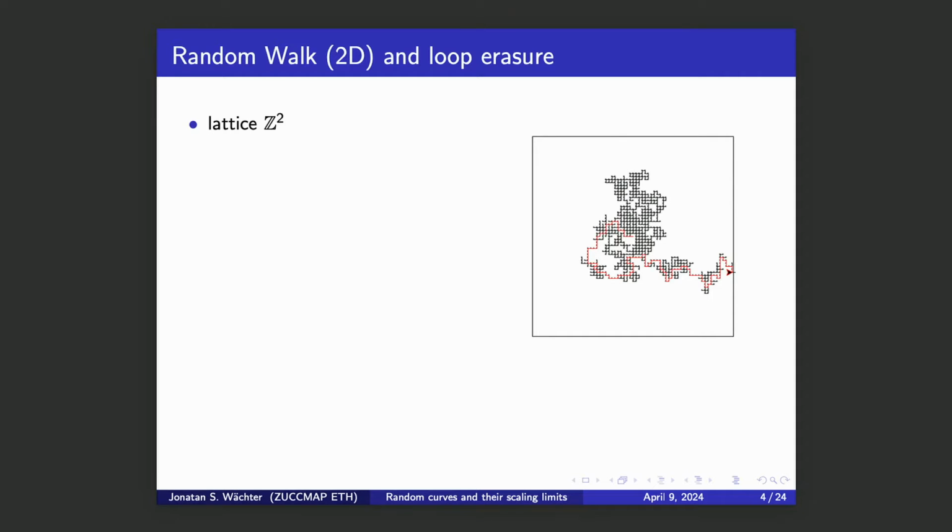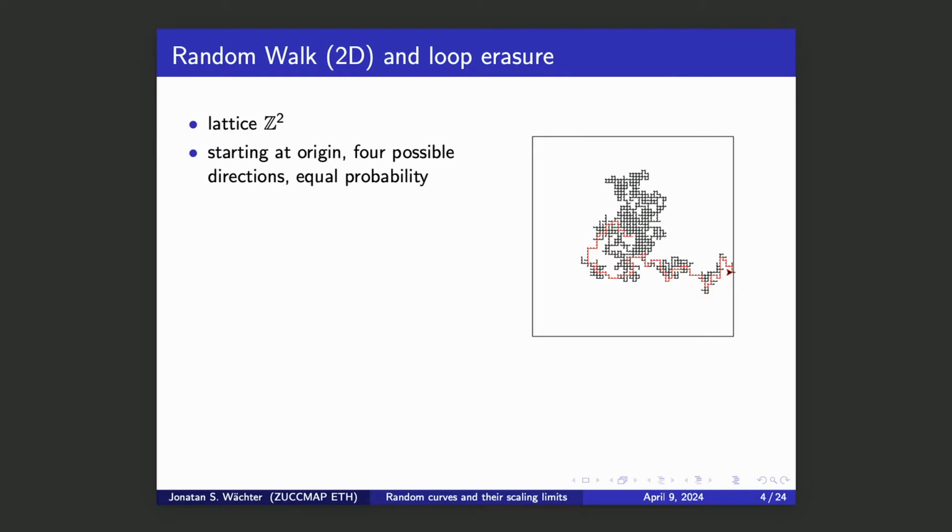The first example, which is almost embarrassingly simple, is the random walk in 2D. So here I use the integer lattice, but I could, of course, also use something else, the integer lattice in the plane, that is. And I start at the origin. I have 4 possible directions, all with equal probability. And then I simply trace out the path that this random walker does. So I get something that looks like this black blob here.